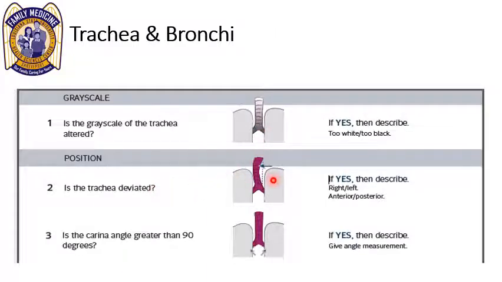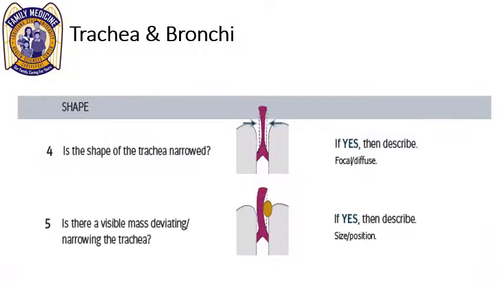If the trachea is deviated, then that might mean that there's some type of mass effect going on. Obviously, if there's a trauma, there may be something else more nefarious going on. Or if the carina itself is greater than 90 degrees, then that might mean you have hyperinflation or lung damage as well.